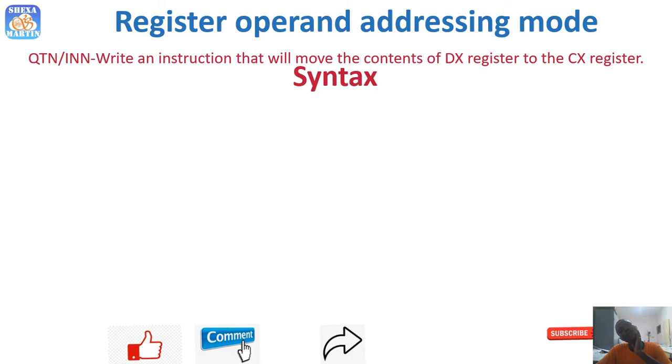Here is the syntax for register operand addressing mode. Like we said earlier in the immediate addressing mode, you observed that the source, or the value to be acted upon, was an immediate value, either hexadecimal or binary. Since it was an immediate value, we call that immediate addressing mode. Now we are moving from register to register.